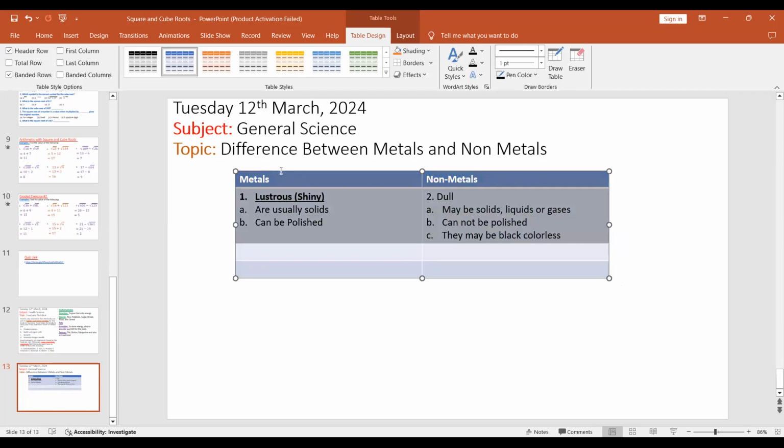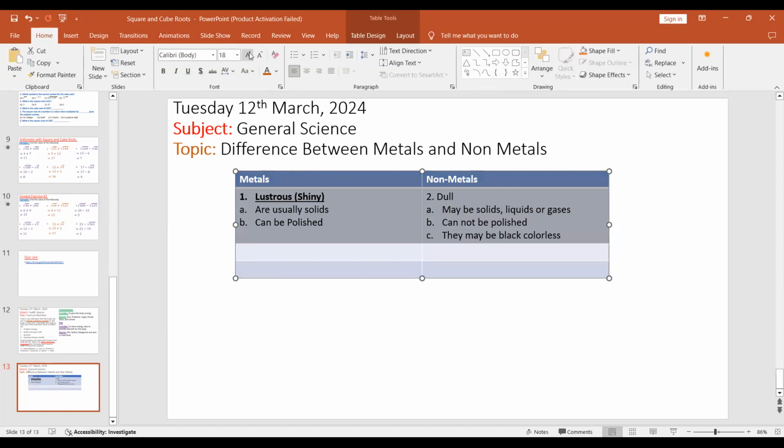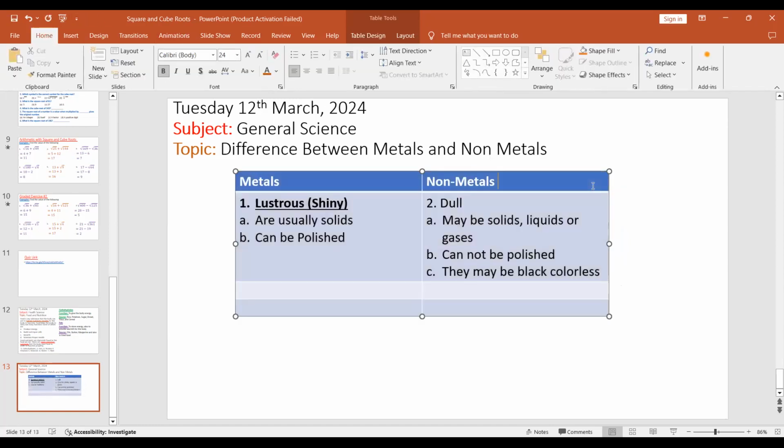So tell me which one, metals or non-metals, is dull? Non-metals. Very good. Non-metals are going to be dull. Which ones are going to be lustrous, metals or non-metals? Metals. Metals are going to be lustrous. So give me an example of a metal that has a luster. Gold. Gold, very good.